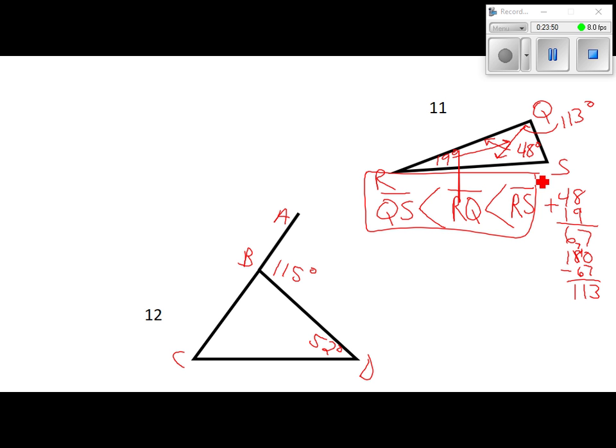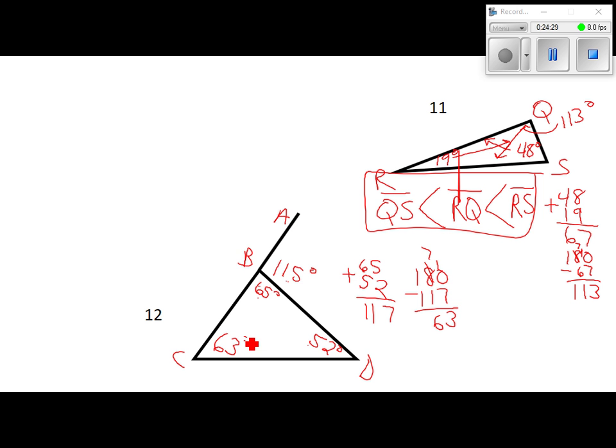Number 12, we jump to it. We know that these two angles are supplementary, so to get this angle, we just take 115 subtracted from 180, you get 65. To get this angle over here, we say that the three angles of a triangle should add up to 180, so 65 plus 52, that's 117. Subtract that from 180, 180 minus 117, borrow there. You get 63, so this angle down here is 63.